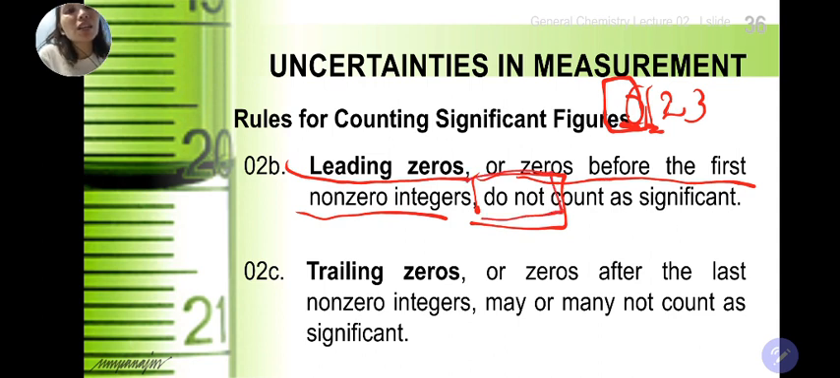So, kung dito sa given figure na, for example, 0123, if we're going to count the significant figures in that number, we will not count this 0, the leading zero. So, we will just count 1, 2, 3. We have 3 significant figures. Okay, next.